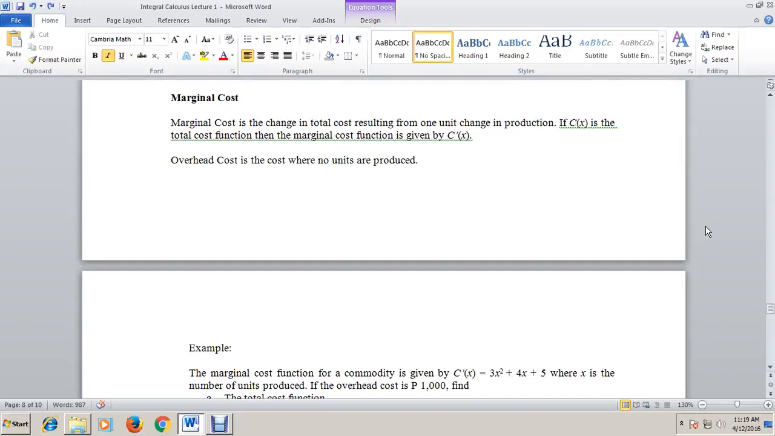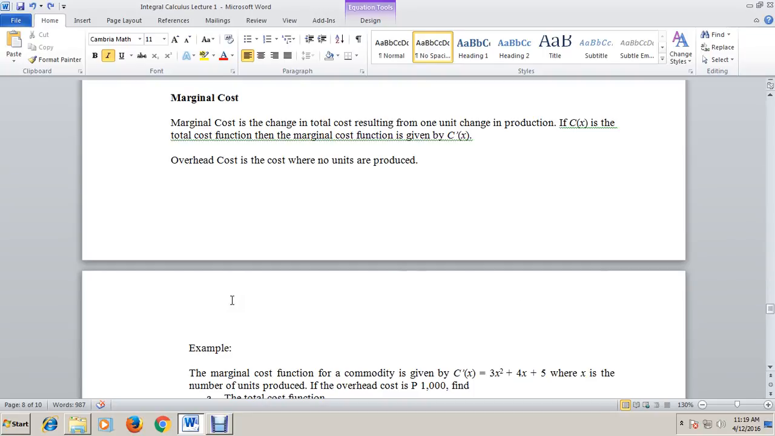Marginal cost. Marginal cost is the change in total cost resulting from one unit change in production. It is generally expressed as a function in terms of x, wherein x is called the costing. If c of x is the total cost function, then the marginal cost function is given by c prime of x.